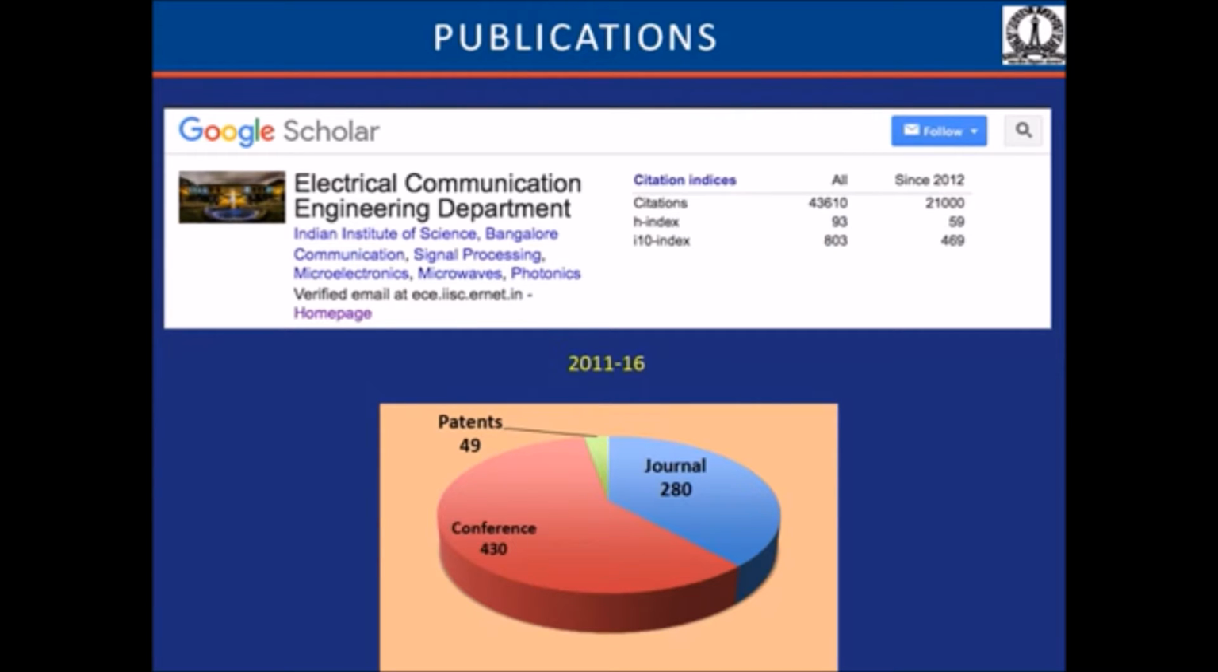So we have a very healthy H index, which is very significant in terms of scientometrics. In the last 5 years, from 2011 to 2016, we have published more than 280 journal papers, 430 conference papers, and have been granted 49 patents, which are US, PCT, Japanese, Korean, and Indian patents. So this indicates to everyone that this is a very vibrant, active research department.